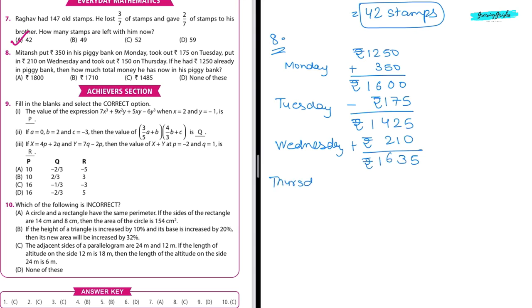Then on Thursday, he took out rupees 150. So we will subtract. Now he has rupees 1485, which is given in option C. So option C will be the correct answer.